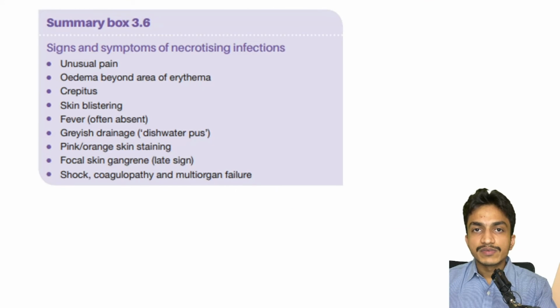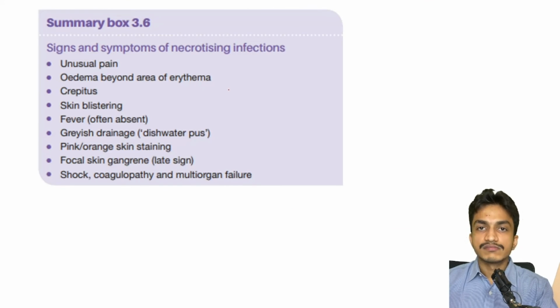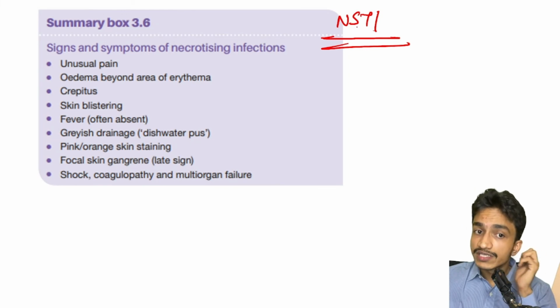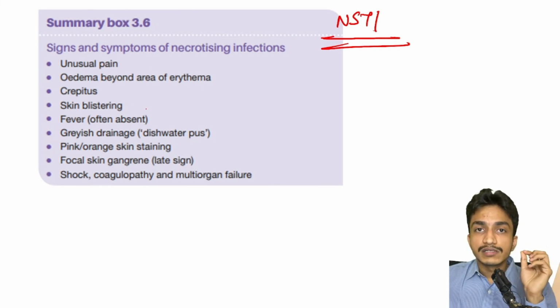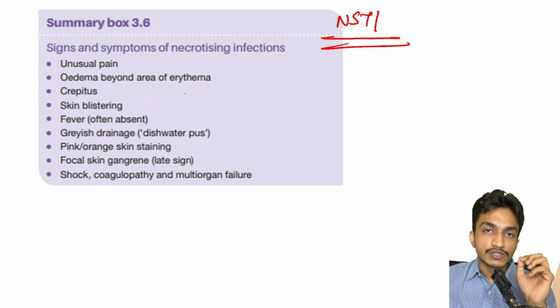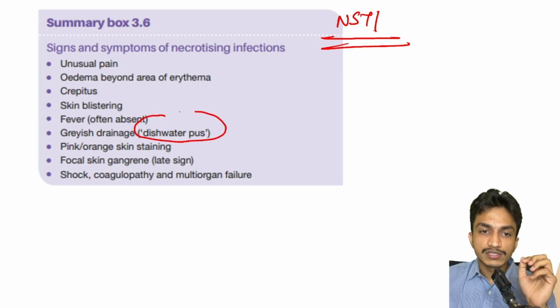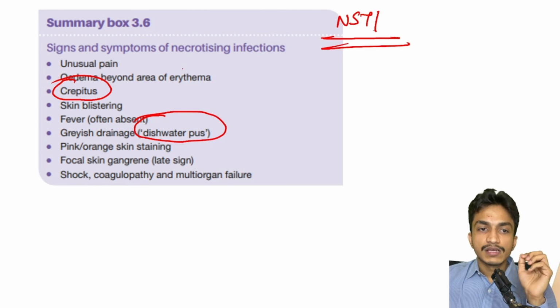Now, what are the signs and symptoms of necrotizing infections? Basically in necrotizing soft tissue infections, I want to cover this because of certain points which you should not miss. That is dishwater pus, crepitus, edema is there, and usually no fever in this patient.